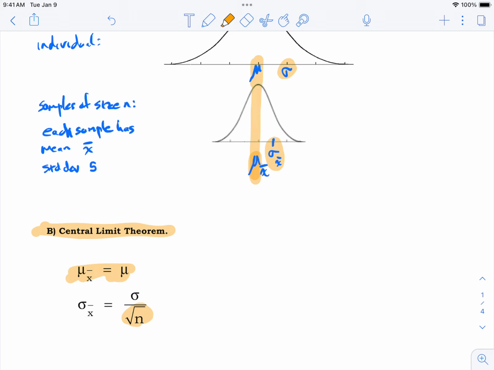You divide by the square root of n, where n is, of course, the sample size. So you divide by the sample size. So the sigma comes out smaller. That's all this is saying. And it's interesting that it comes out smaller by exactly this factor, divide by the square root of n.